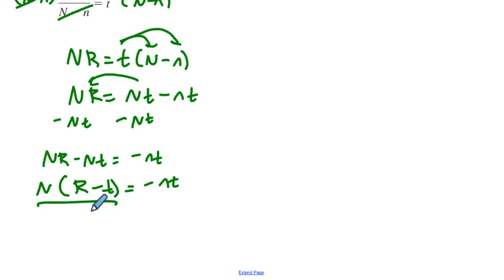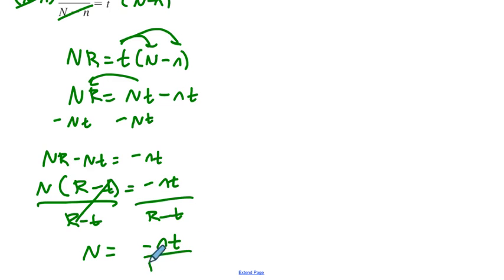Now I could divide both sides by my R minus T. Sweet. And I get capital N is equal to negative NT over R minus T.